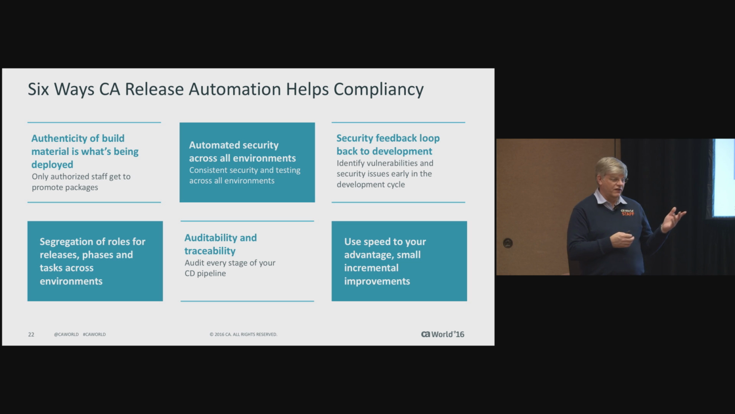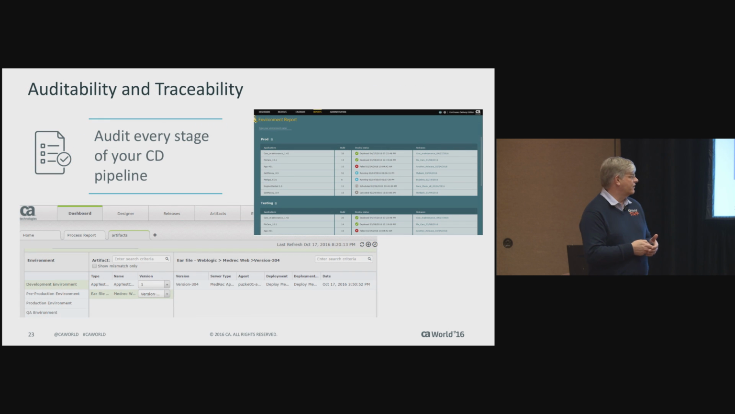And use speed to your advantage. Because you can do these things quicker, you can do small incremental updates. So instead of doing a release every 3 months, perhaps you can do a release every month, because you can speed up the whole process of testing, of releasing, and you can know that you've actually got that inbuilt quality because you've got all that testing covered, as well as the security, as well as the other functional testing.